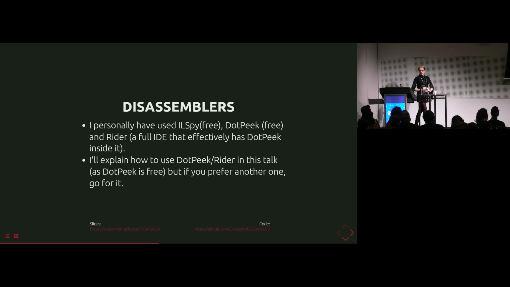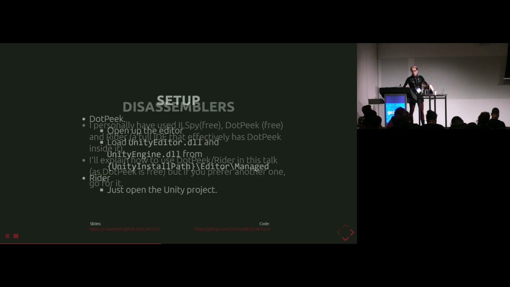Talking about disassemblers, most people know about ILSpy. I personally prefer dotPeek. I find that it gives some better results, but personal preference as you see fit. If you use Rider, it has dotPeek built in for any assemblies that it's referencing that it doesn't have source code for. So that's really easy to do. I'll try to keep my voice down. I can hear the echoing, the ringing. I'll explain how to use dotPeek and Rider in this talk because I'm most familiar with it. dotPeek is free, but if you prefer any others, go for it.